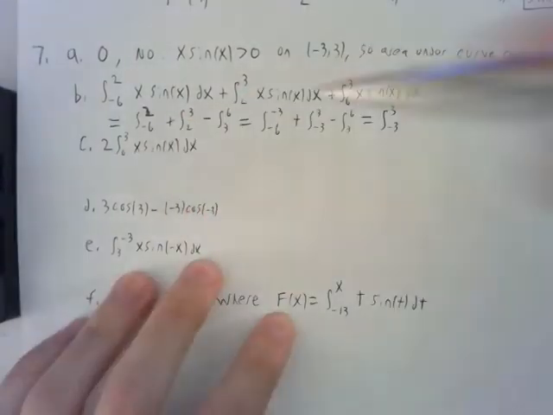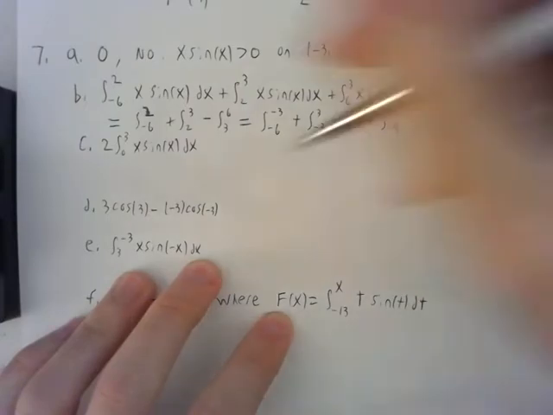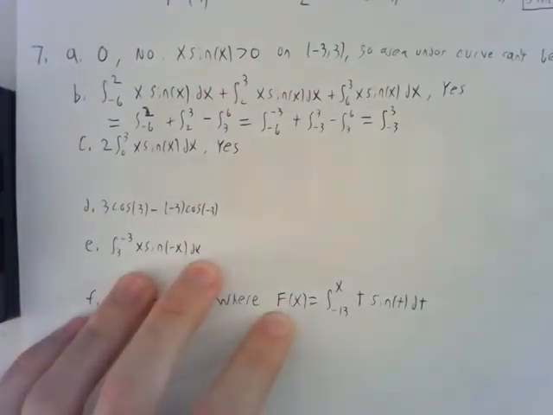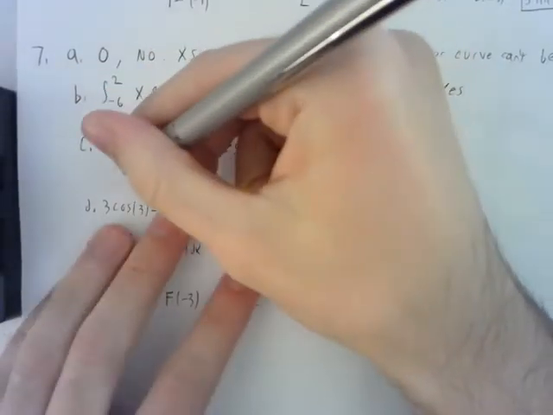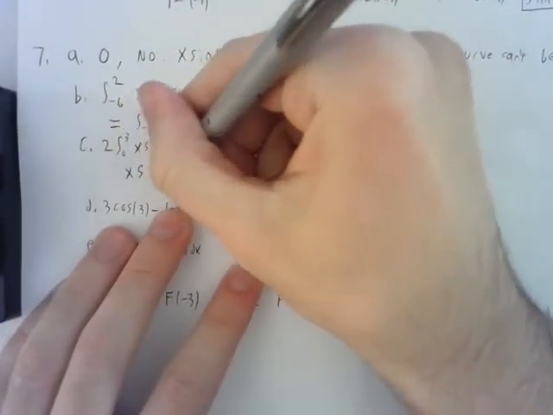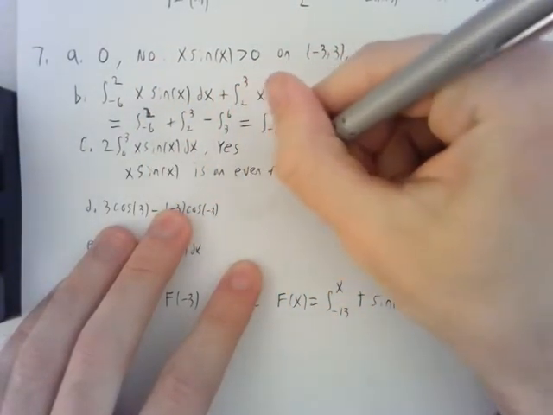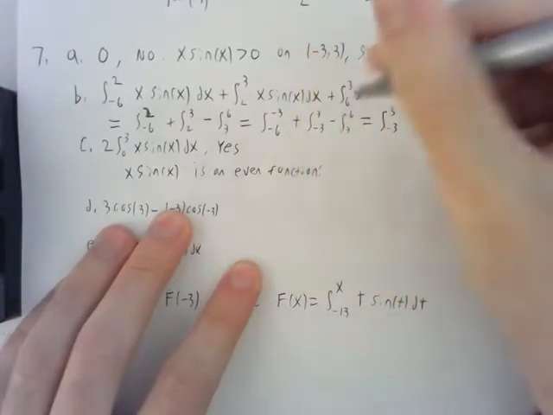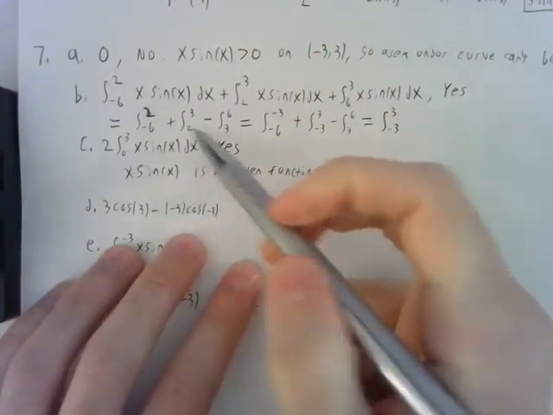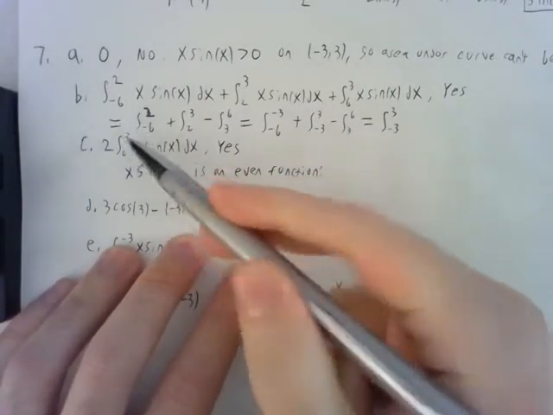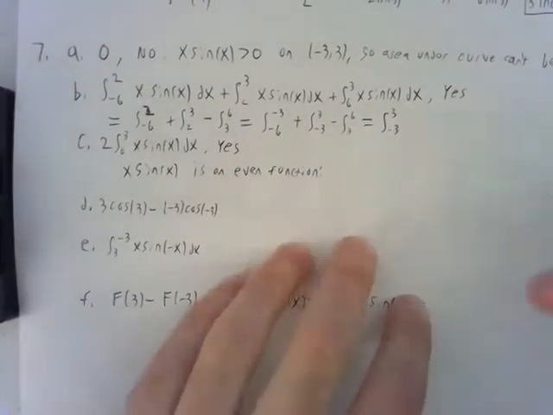So next is this one. This is equivalent. And how do we see that? x sine of x is an even function. So we know that if it's an even function, then this would be true. We can change the integral from -3 to 3 to 2 times the integral from 0 to 3. So let's see why it's even.